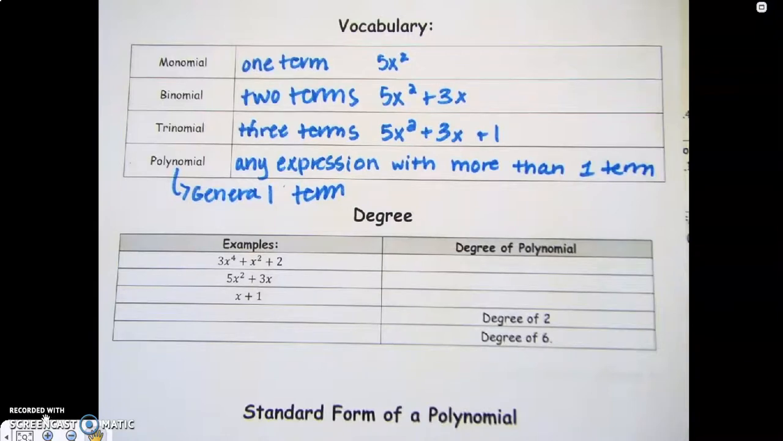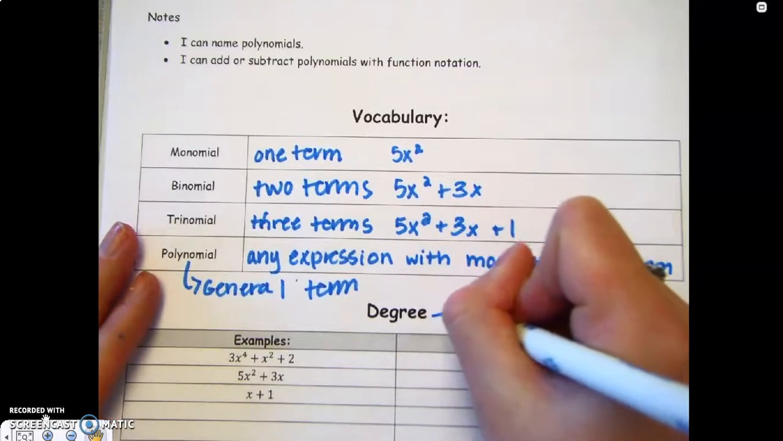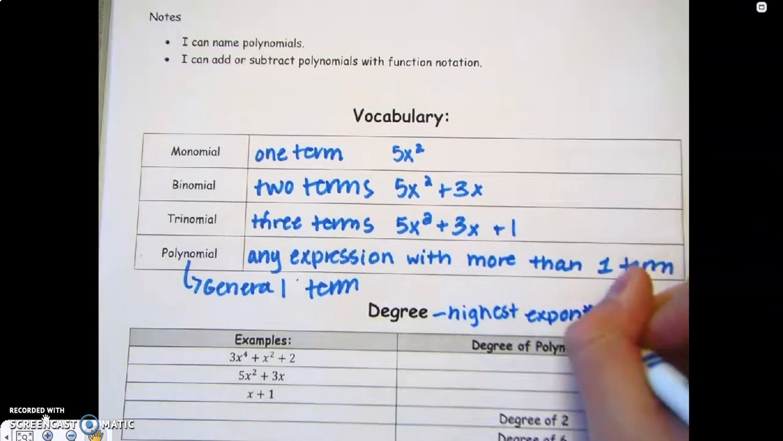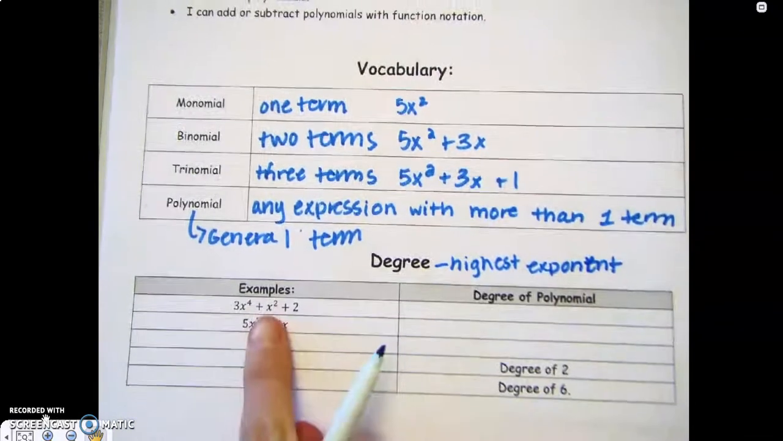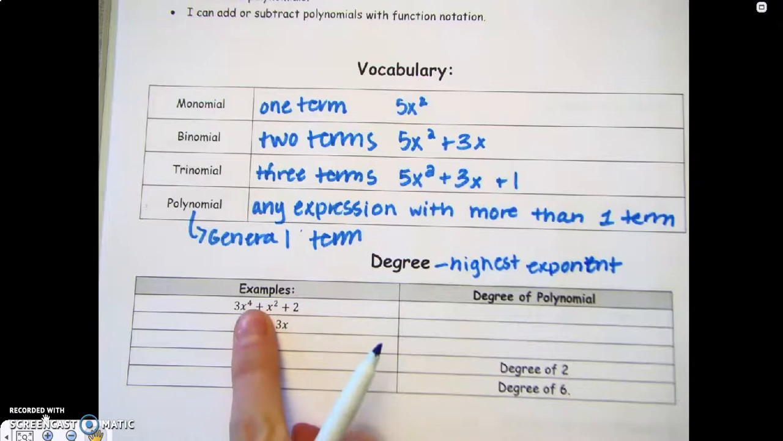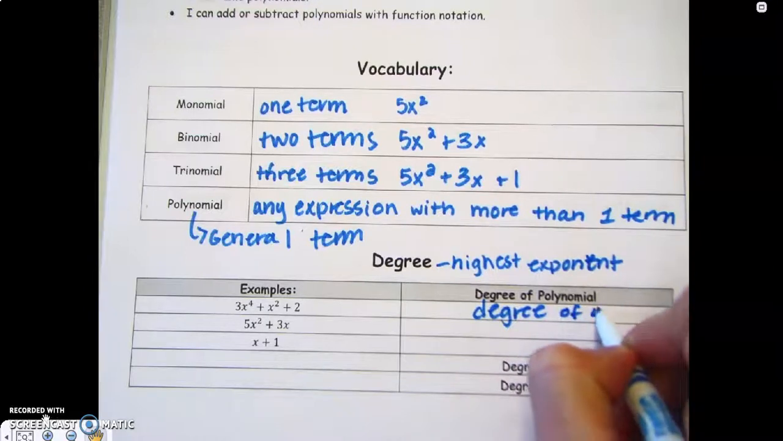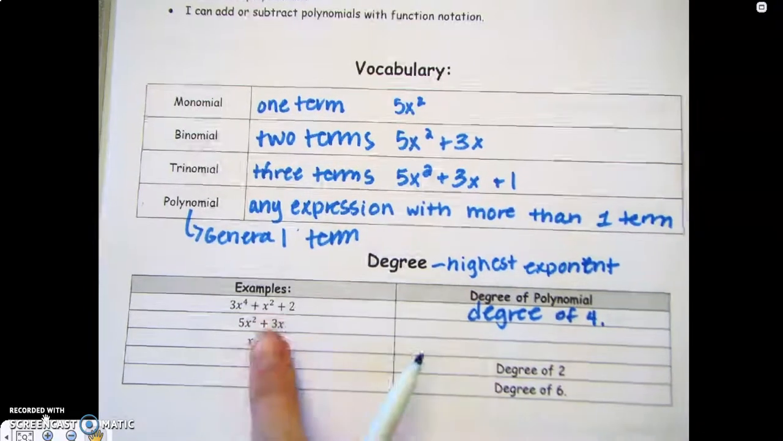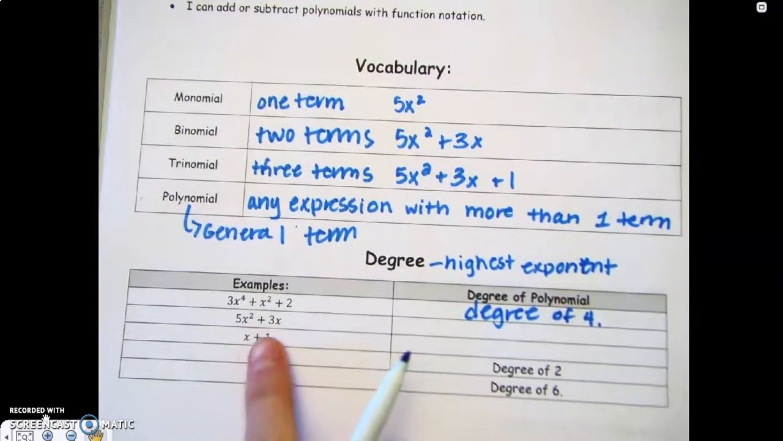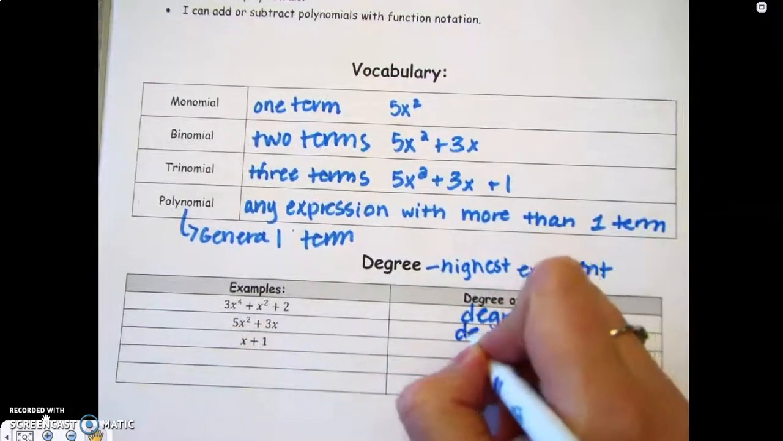Okay, and so sometimes you'll also be asked to state the degree of the polynomial, and that's easy. That's just the highest exponent. If I'm looking at this trinomial, because there are 3 terms, I'm looking for the highest exponent. So that's 4. So this polynomial has a degree of 4. This is a binomial, or we could call it a polynomial because there's 2 terms. And I'm looking for the highest, and that is 2. So this has a degree of 2.